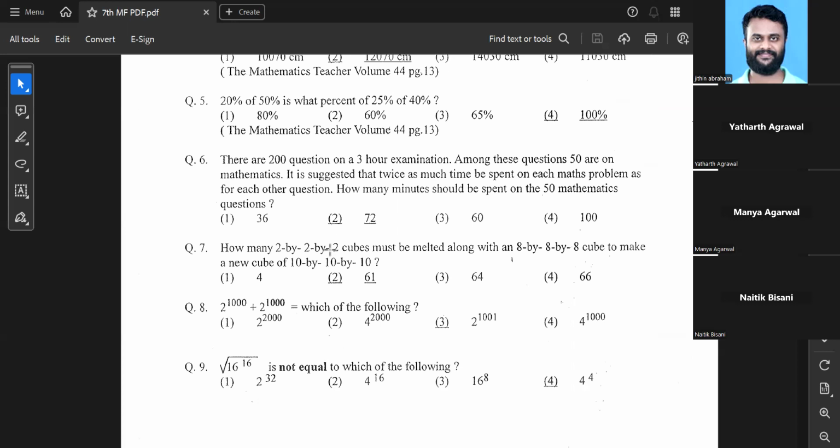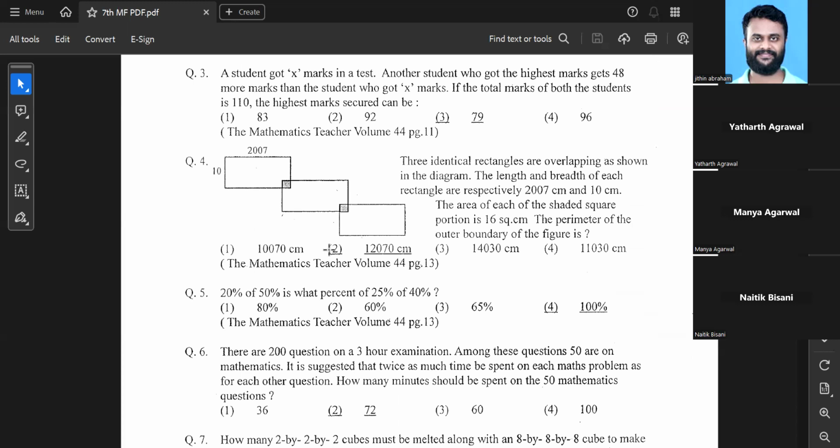So I have a doubt in the third. You said third, right? A student got x marks in a test. Another student who got the highest marks gets 48 more marks than the student who got x marks. If the total marks of both the students are 110, then the highest secured marks can be how much?